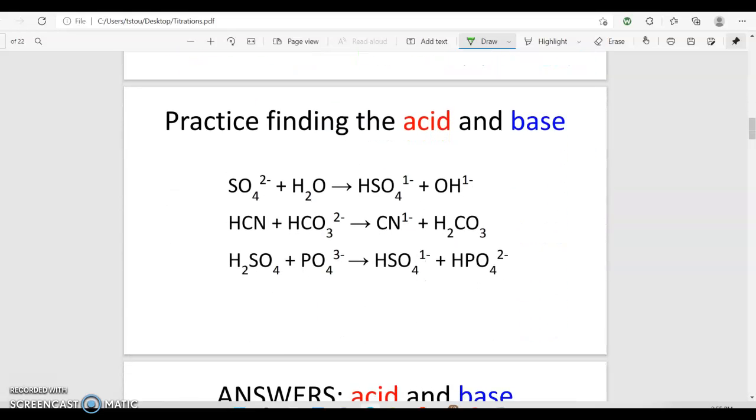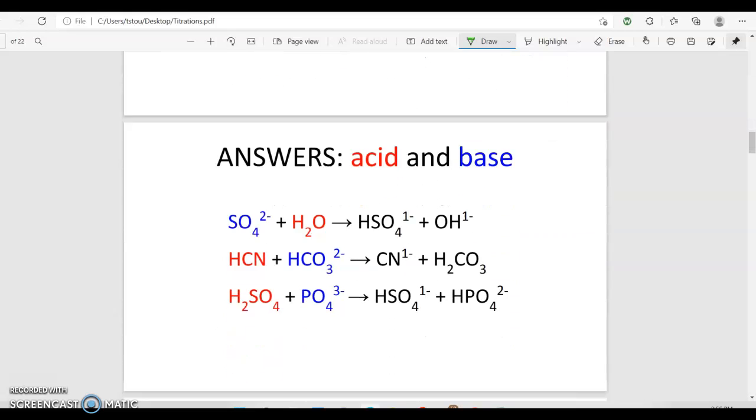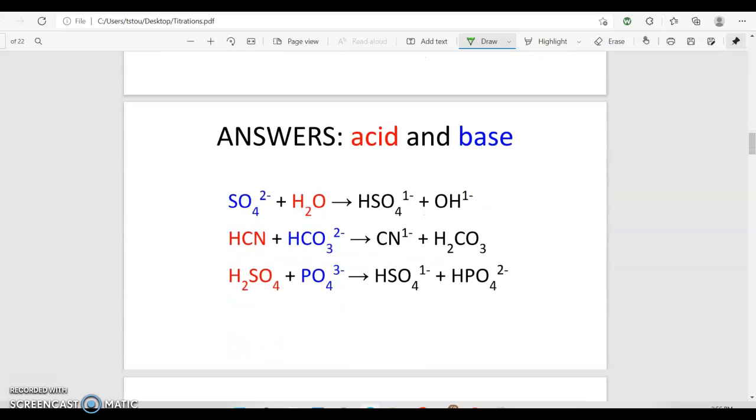Why don't you pause the video right here? I'm going to ask you to find the acid and base in each equation. You're going to have one acid and one base. And then I'm going to show you the answers here. Give it a pause so you can check your answers. The acids are red and the bases are blue.